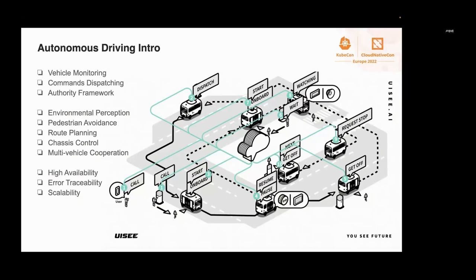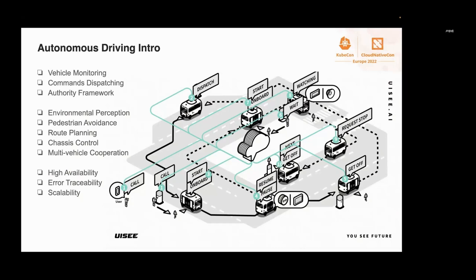Here is a simplified demonstration of autonomous driving interaction, where users apply for a car from the app, take the car to the destination, and finally get off. In this classic and simple process, from the user's point of view, it involves vehicle monitoring and command dispatching within an authority framework. From the perspective of the vehicle, it involves a series of AI technologies, such as environmental perception, pedestrian avoidance, route planning, trace control, multi-vehicle cooperation, and so on. And in the cloud, we need to ensure high availability, error traceability, scalability, and security for our services and middlewares.